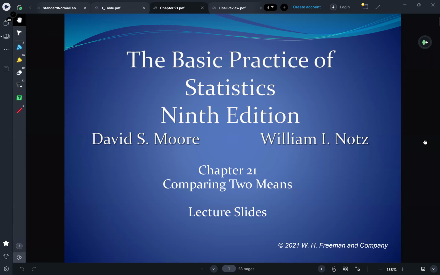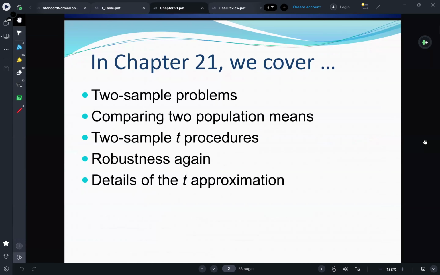Okay, so starting with chapter 21. Now, in this chapter we are talking about 2 samples, from 2 different populations. This is very common in practice because quite often you want to have a control and a treatment group, and you can compare the 2 groups.